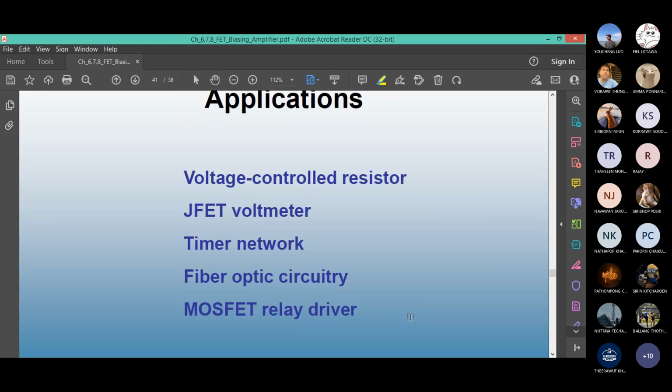And applications for field effect transistors, some of these are the applications, but let's look at some examples and problems by switching the screen.